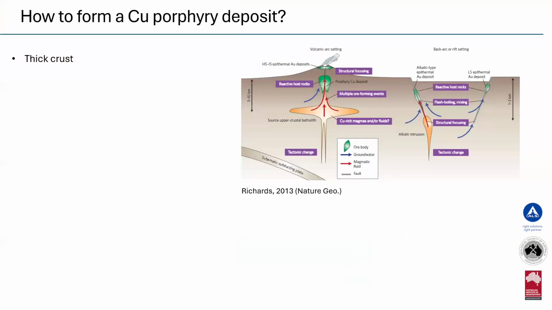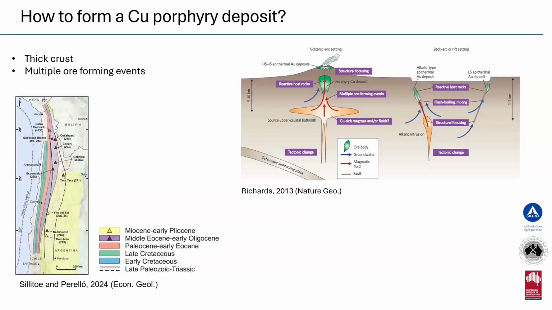And before we do that, we can think about how we form large porphyry deposits. So I mentioned before, I'm not an economic geologist, but I know a thing or two about porphyry systems and epithermal systems. We need to have thick crust, right? A thick crust that allows garnet fractionation, for example, which is obviously very helpful in the development of porphyry systems. We commonly have multiple ore forming events in a rich metallogenic system.